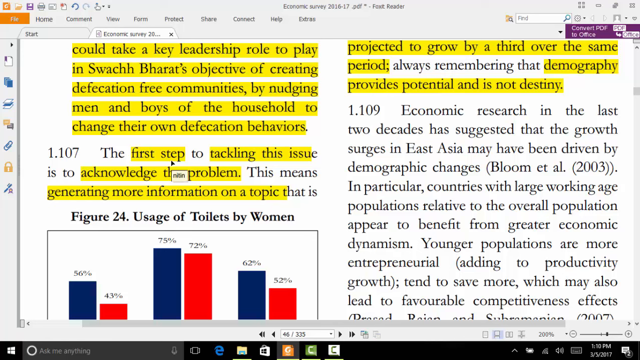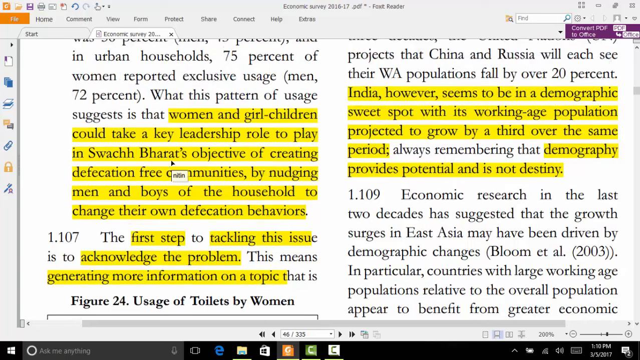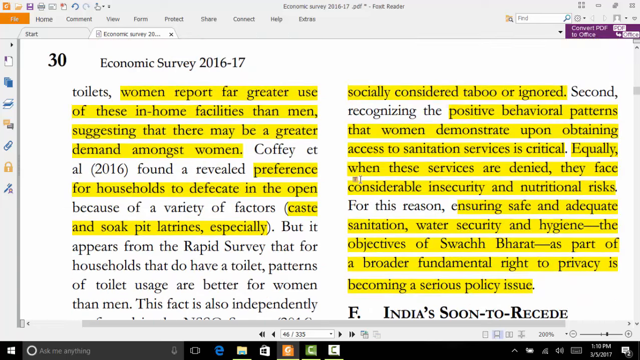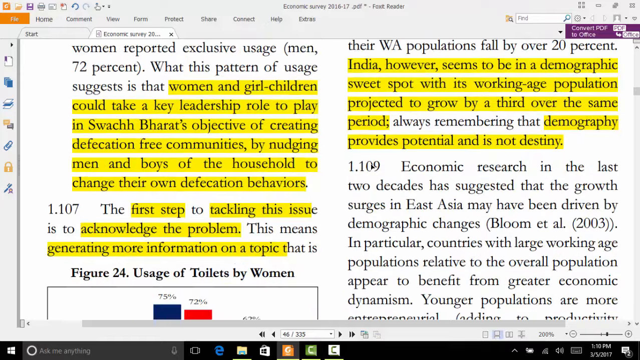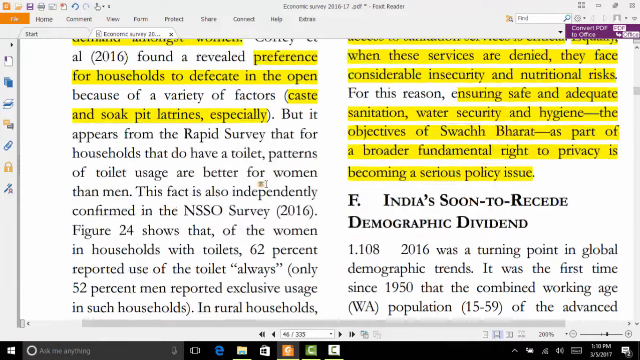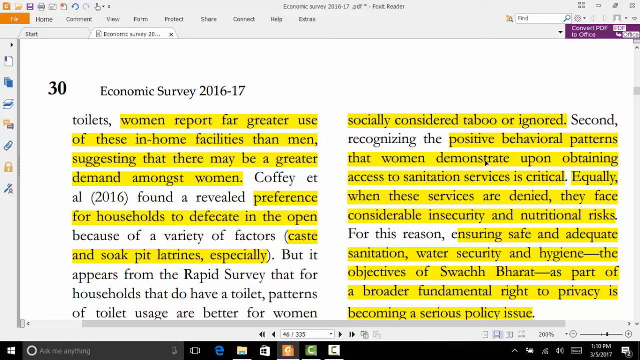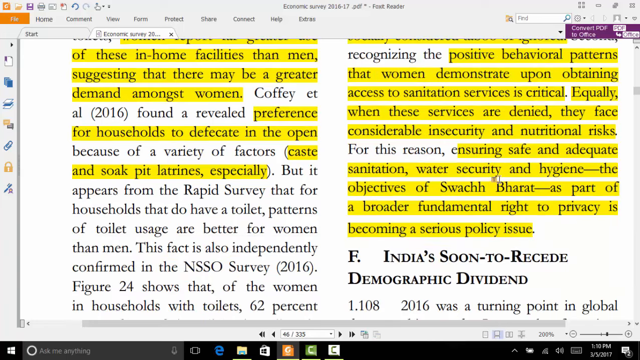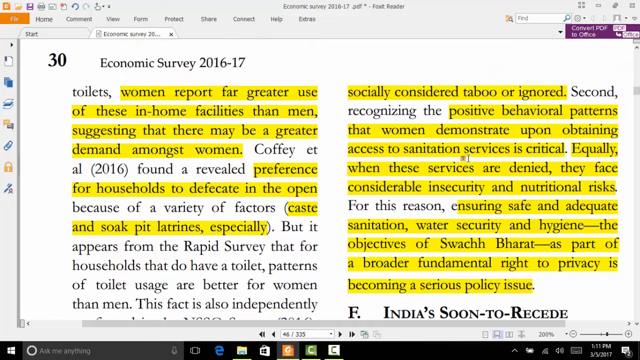First acknowledge that there is a problem. You understand that. You understand the problem that there is a social taboo associated with it, and try to bring certain positive behavioral patterns that women demonstrate upon obtaining all these given. Ensuring safe and adequate sanitation, water security, hygiene, objectives of Swachh Bharat. So you read all these points.